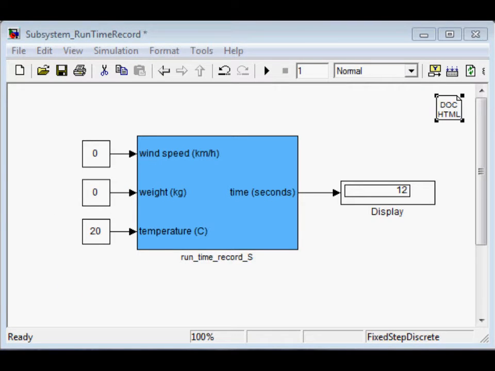Now these input values represent the ideal conditions: 20 degrees, ideal temperature, no wind and no weight. And as you see, under these ideal conditions, the measured time is 12 seconds. Let's change these input values a bit to increase the level of burden.